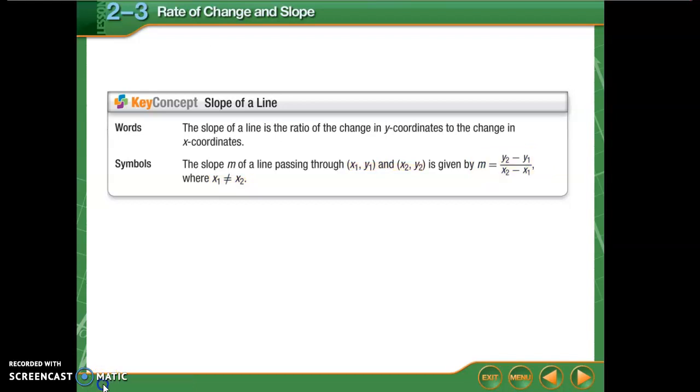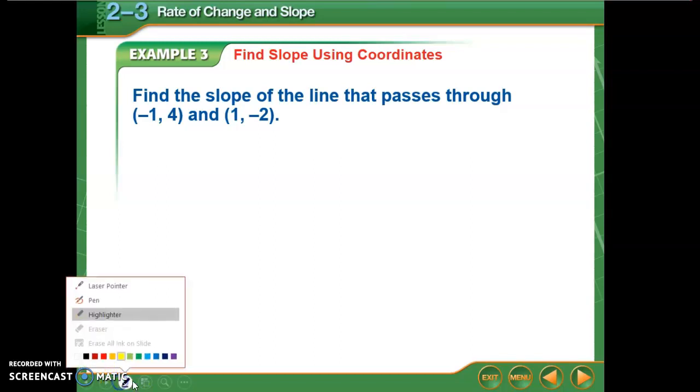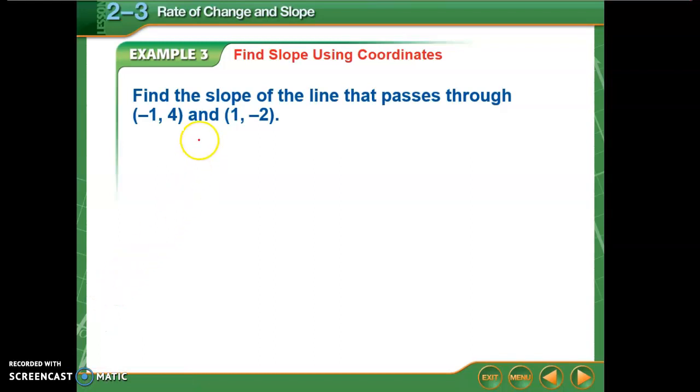Okay, let's apply the formula. Find the slope of the line that passes through (-1, 4) and (1, -2). So first thing that you need to do is to label your points. So this can be my first point, x1 and y1. And then my second point is going to be x sub 2 and y sub 2. Okay? All right, plug in the formula.